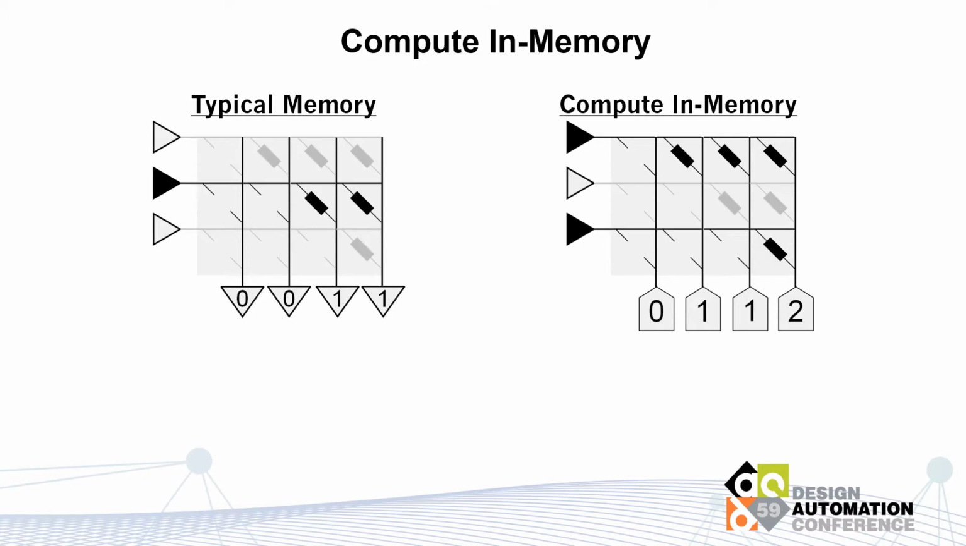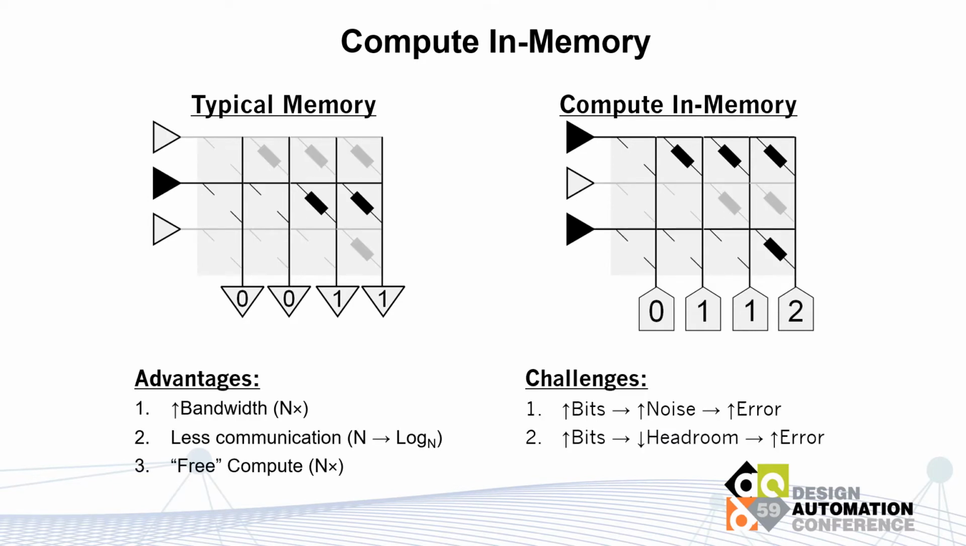So if we have a single 1 enabled, we get 1. If we have 2 enabled, we get 2. And if we have 3 ones or short circuits, then we get 3. And we can activate arbitrary word lines at the same time. So what are the pros and cons of doing this?